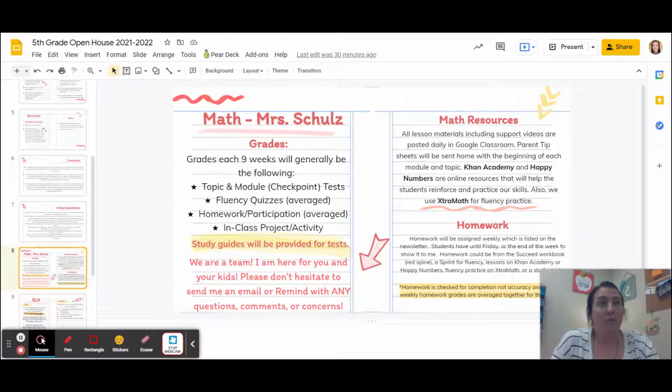But if it's not in the workbook, it could be to complete a Khan Academy. I'm checking fluency, so they do their fluency practice on Extra Math. Again, like I said, they could have the sprint to do. Could be a study guide. So it could be a few different things. But whatever it is, I am checking for completion. I'm not checking for accuracy.